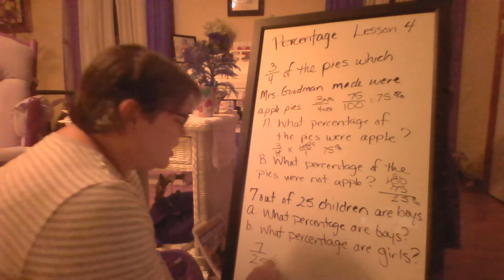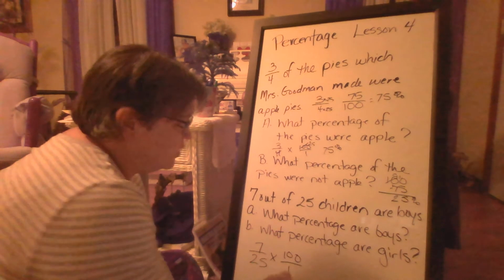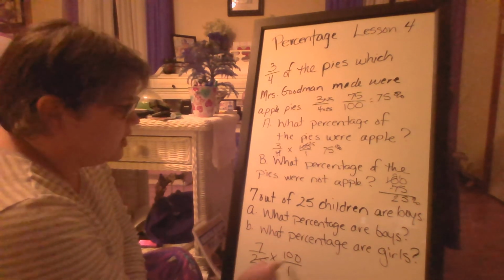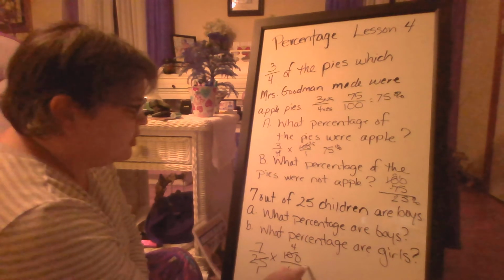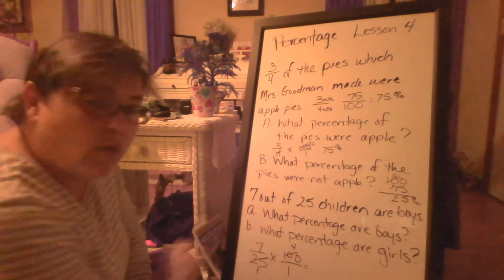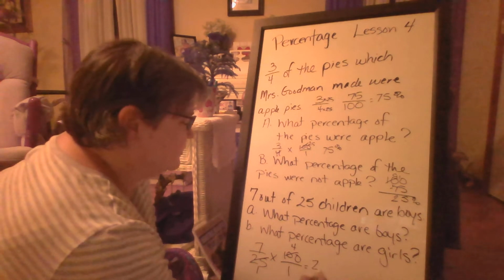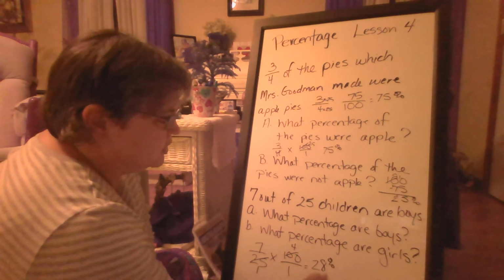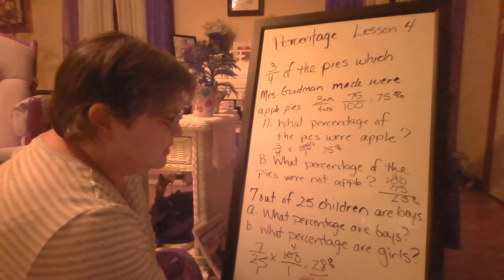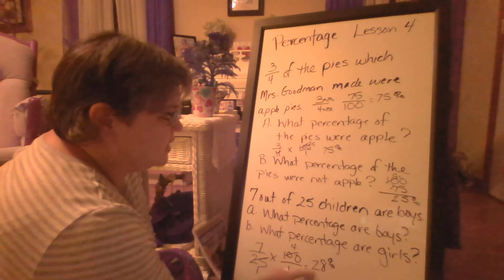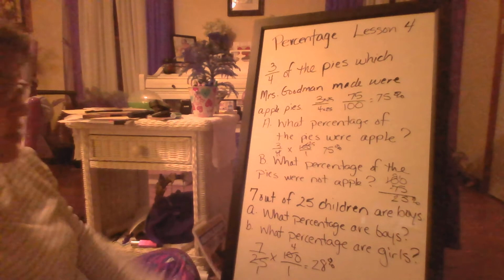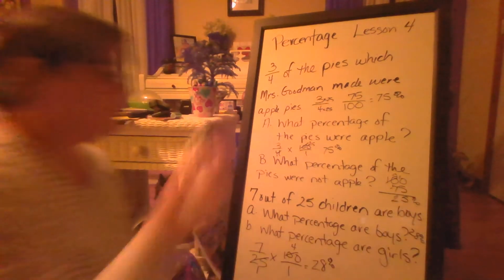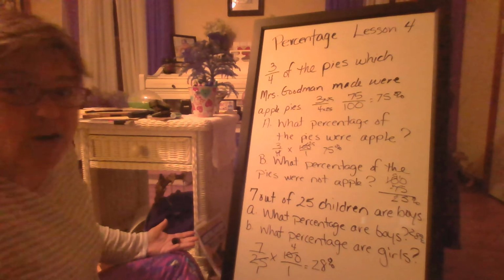So we can use method 1 or method 2. This one's easy with method 2 because I know 25 will go into 100 4 times, and then all I have to know is 7 times 4 is 28. And down here, 1 times 1 would be 1. So, 1 into any number is itself. So I really don't need to put that, but I could. So 28% are boys.